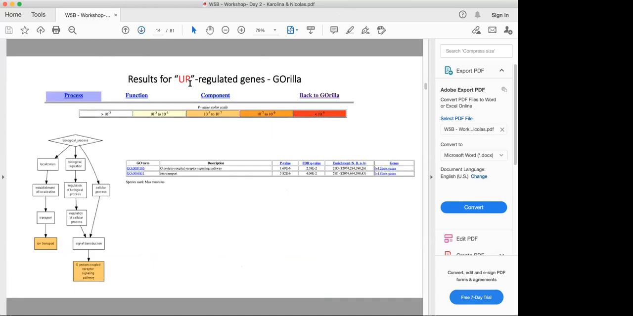The same analysis we actually ran for GOrilla. I asked you to run it for the upregulated genes, and we were also checking those three domains: process, function, and component. So let's see this graph. What we receive is ion transport and G protein-coupled receptor signaling pathways. Pay attention to the color shade: orange means that the p-value is between 10 to the minus 5 and 10 to the minus 7. And here are the GO term, description, and p-value, and you can also check which specific genes are involved.